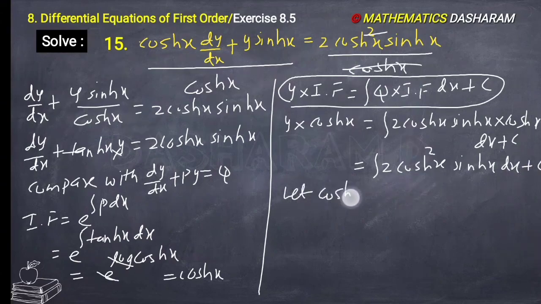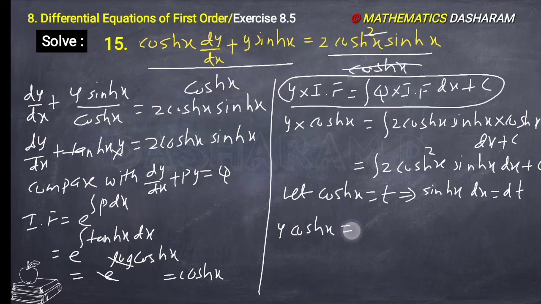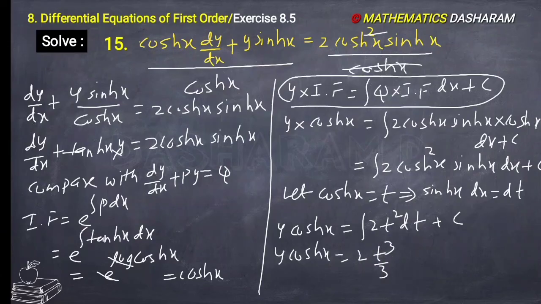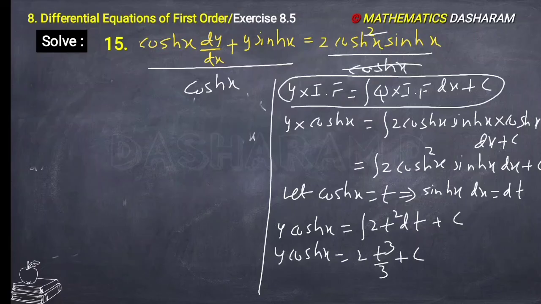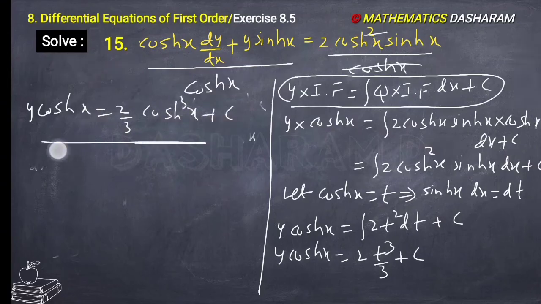Here let's take cos hx equals t and take the derivative on both sides. Then sin hx dx equals dt. So y into cos hx equals, here 2 into t square into dt plus c. So y into cos hx equals 2 into t cube by 3 plus c. So in this, substitute the t value. So y into cos hx equals 2 by 3 into cos h cube x plus c is our required answer.